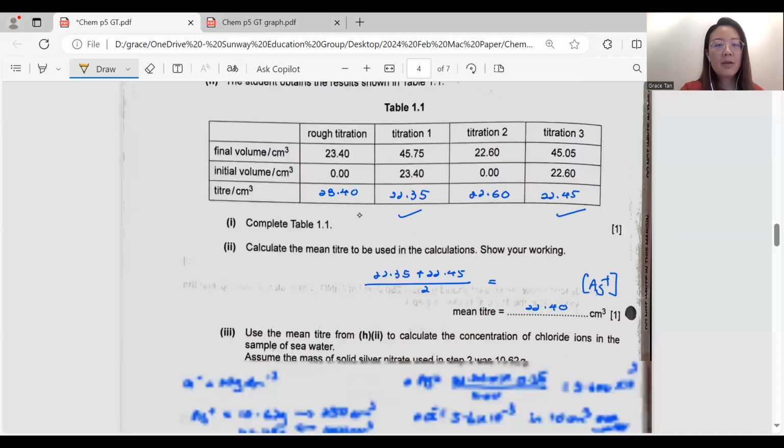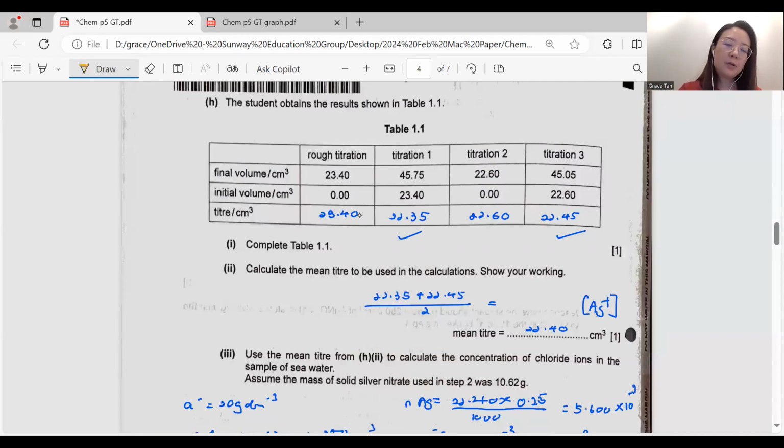Now, part H. The student obtained the result shown in table 1.1. You have a final volume, initial volume, and the titer. Now when you want to calculate the titer, every reading here, because they use a burette, is to 2 decimal place. So burette reading must be 2 decimal place, hence your answer must also be in 2 decimal place, please. Then you find the difference between the initial and the final, and you'll be able to get these 4 answers out.